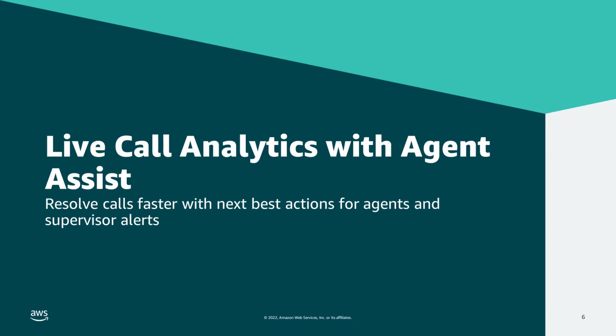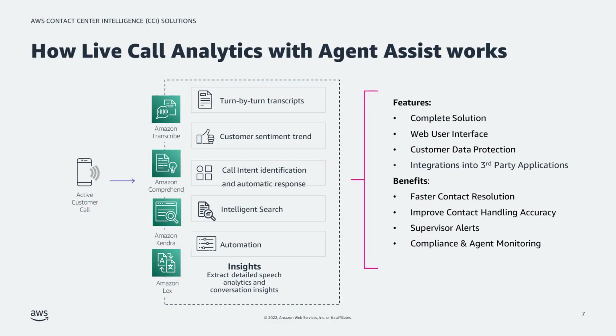So today's session, we are going to focus on the live call analytics with Agent Assist capability. With that, we're going to show you how this solution can help find answers or find articles and knowledge base information to answer customers' questions very quickly. And this solution is powered by a number of AI services, starting with, let's say, Amazon Transcribe for speech to text. Amazon Comprehend can provide some of the natural language processing capabilities, including sentiment analysis. And the Amazon Kendra service is used for the intelligent search.